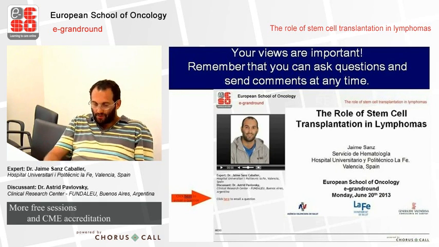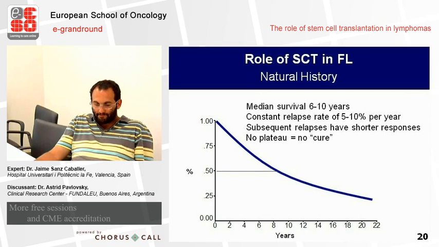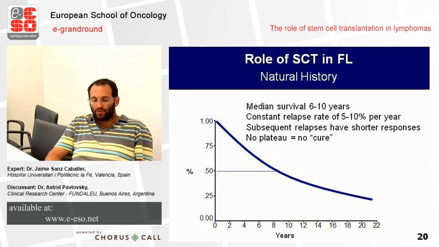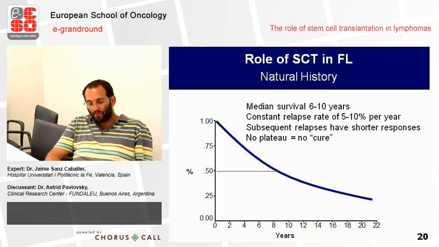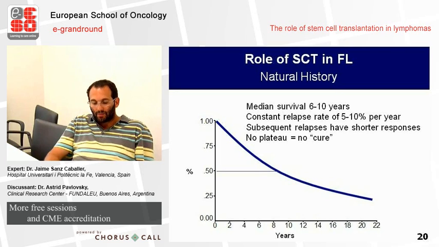Okay, slide number 20. Role of stem cell transplant in follicular lymphoma. Again, I'd like to review the natural history of the disease before getting to the transplant issue. Remember, this is an indolent lymphoma with a median survival of 6 to 10 years, a constant relapse rate of 5 to 10% per year with no plateau. It is therefore considered an incurable disease. Subsequent relapses tend to have shorter responses.